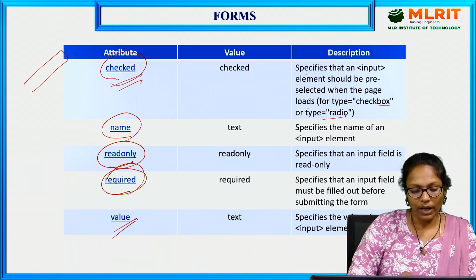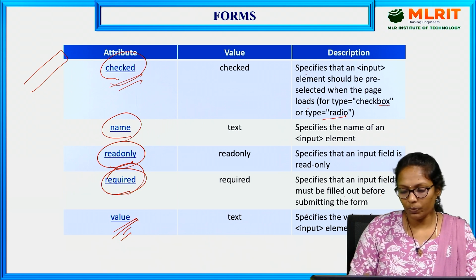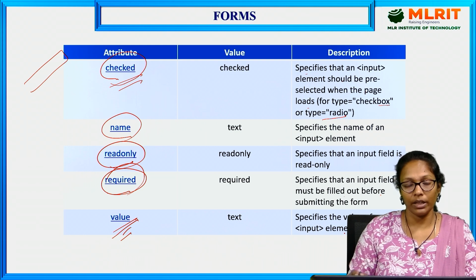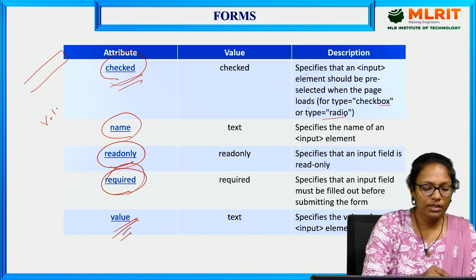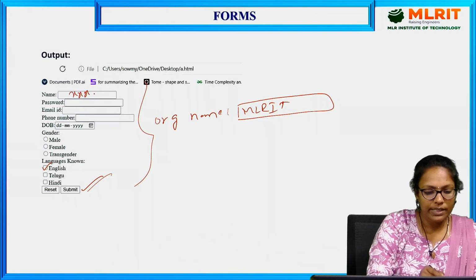So next is value. If you want to give some value to that text field or any field, then the value attribute will be used. It specifies the value of an input element. So I'm giving the value as some XXX. So initially, the XXX will be placed inside the text field.